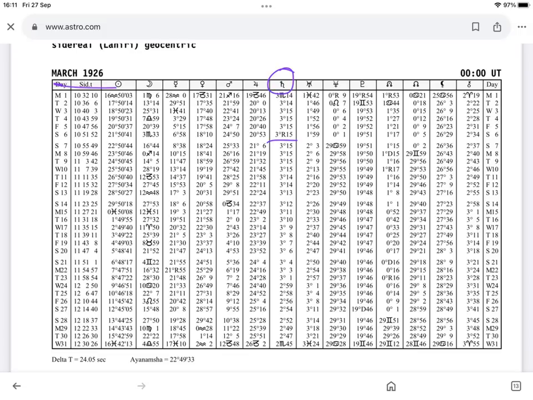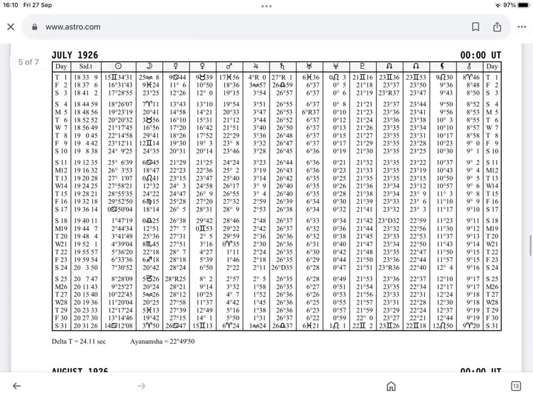And typically, Saturn's retrograde period is about 4 to 5 months. So when did he turn direct again? Let's have a quick go with that using July 1926, everybody. Just after she was born, Saturn went direct. Can you see from here when he did and what degree he turned direct again?